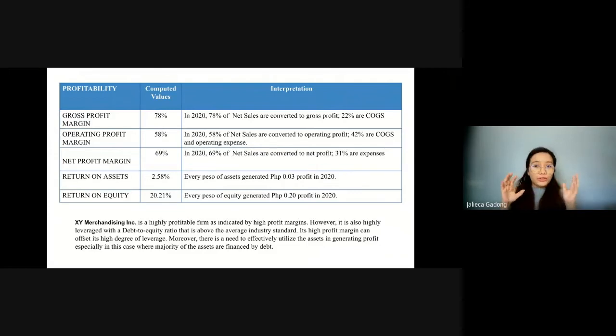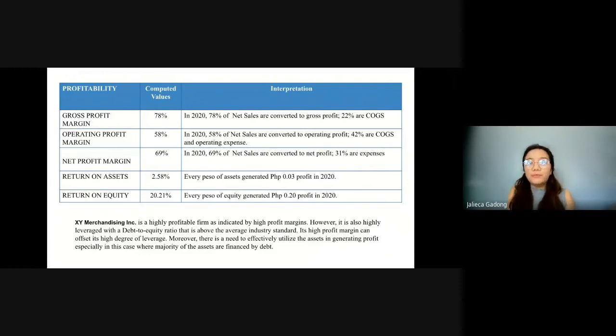So summarizing and looking at each aspect, we conclude that the company is a highly profitable firm because of the high margins that we have computed. However, as mentioned in this interpretation, it is highly leveraged with a debt to equity ratio that is above the average industry standard. But it actually depends on the industry standard set for the industry that you are in. Its high profit margin can offset its high degree of leverage.